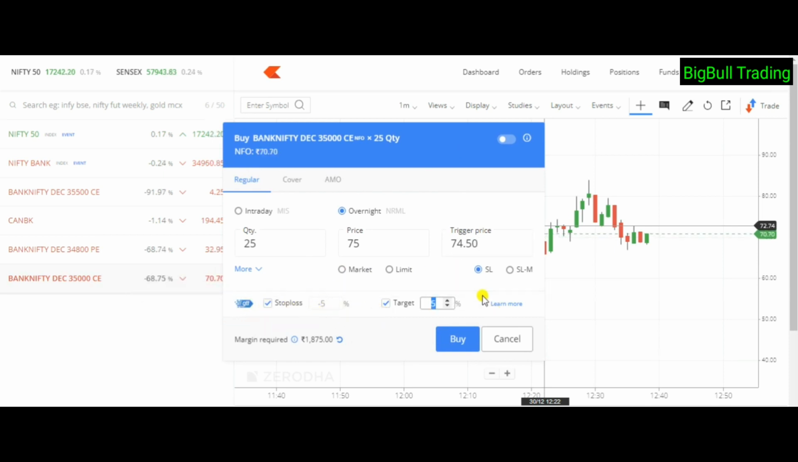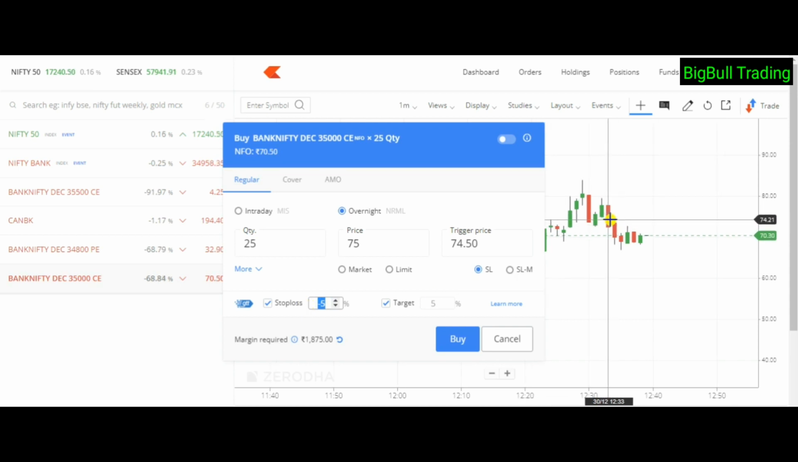What we will do over here, you have to put in percentage. For example, you have to calculate in percentage. If you want to buy at 75, we want to put a 10 rupees stop loss. So approximately it will be around 13% roughly. So we will put 13% stop loss here, and that too we have to put in minus, because this is the stop loss.